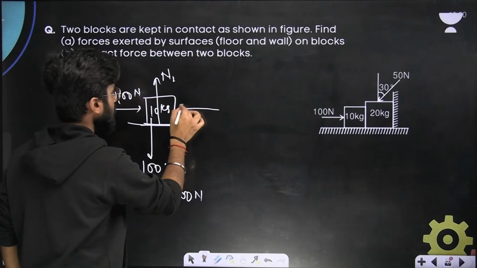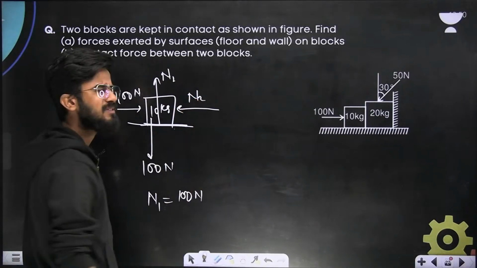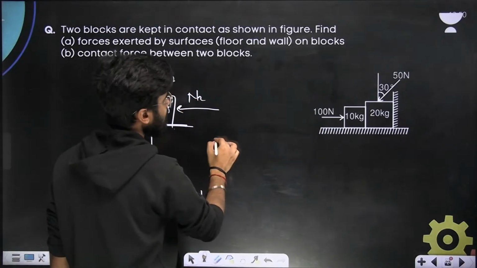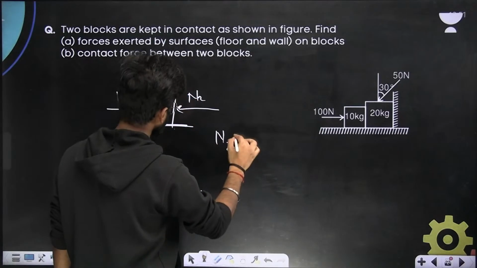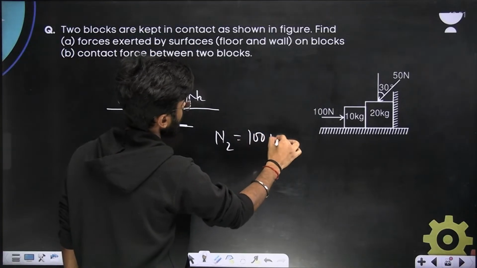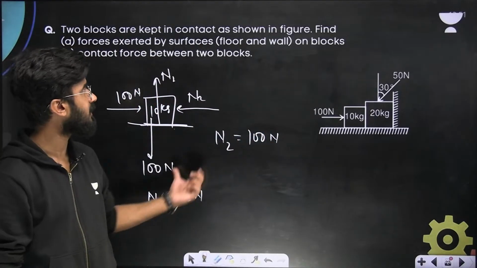In this direction, suppose that this is N2. Since this block is at rest, we can simply write that N2 is equal to 100 Newton. So we have got N1 and N2.